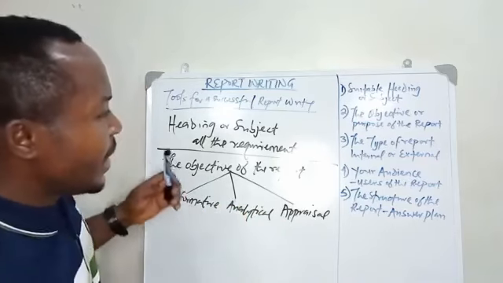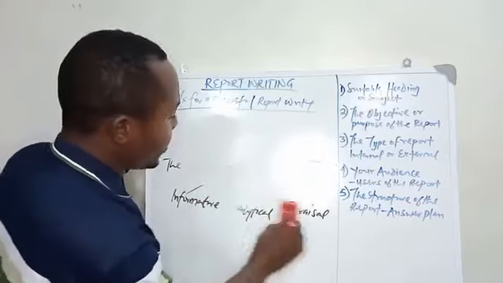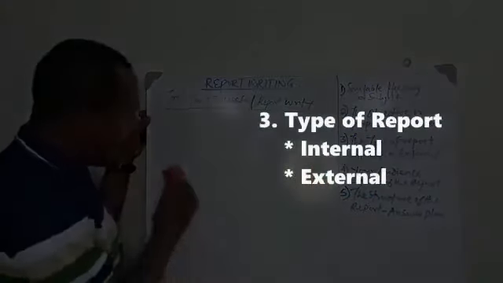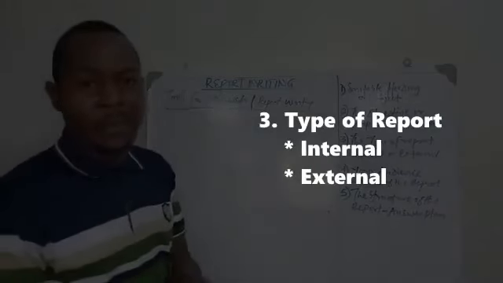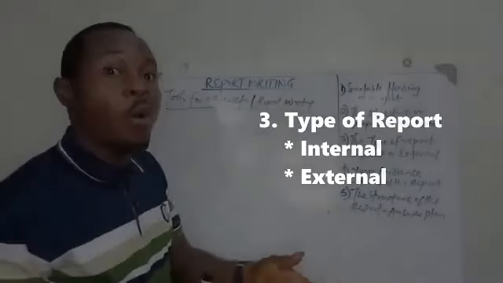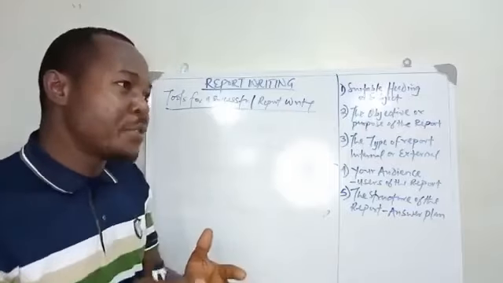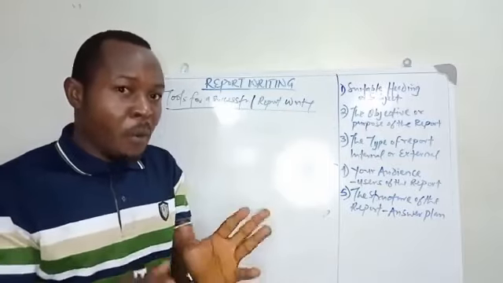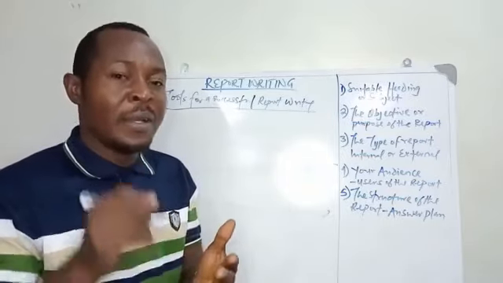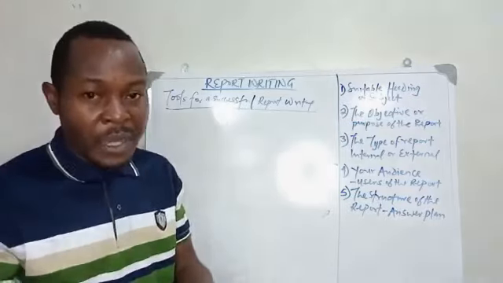The next one is the type of report. When we say the type of report, what do we mean? We mean, is this report internal or external? That's just the meaning. A report could either be an internal report or an external report. It's as simple as that. But for a number of students, it might not be that simple. For us to get it well, we have done a video before on how to know whether a report is internal or external.